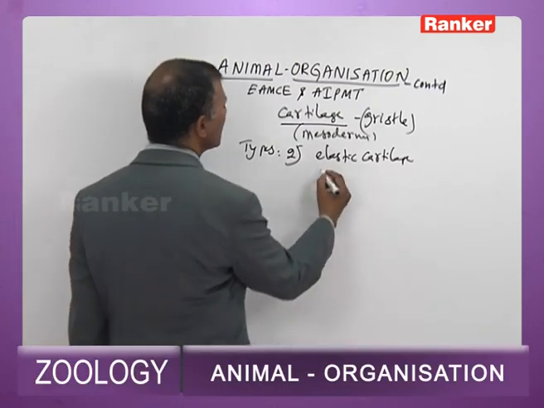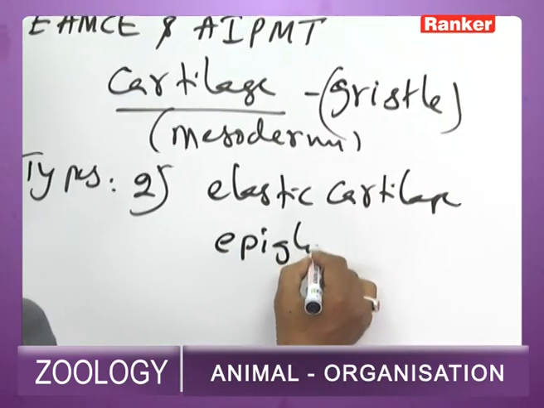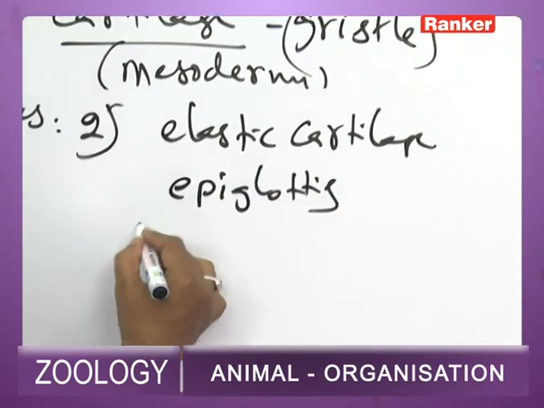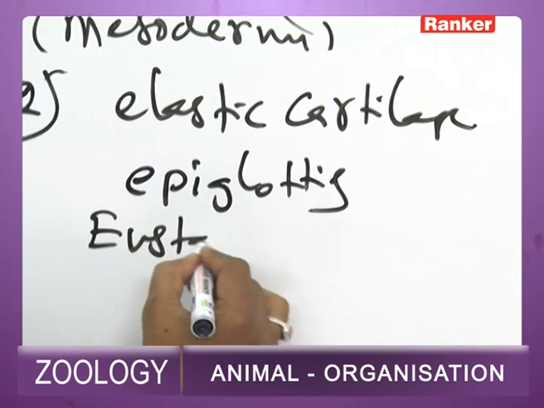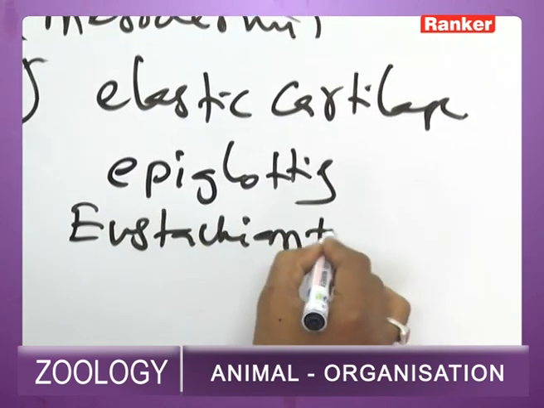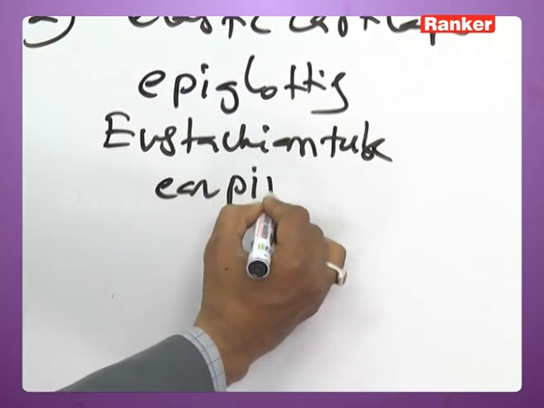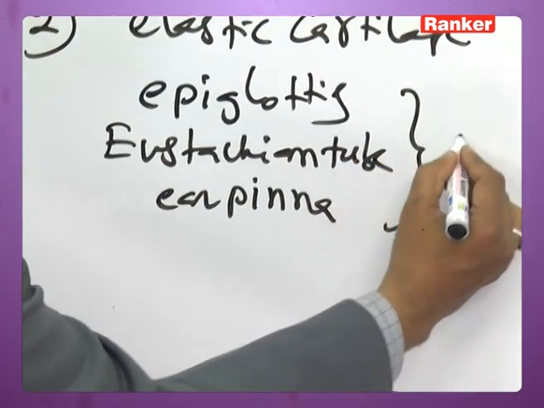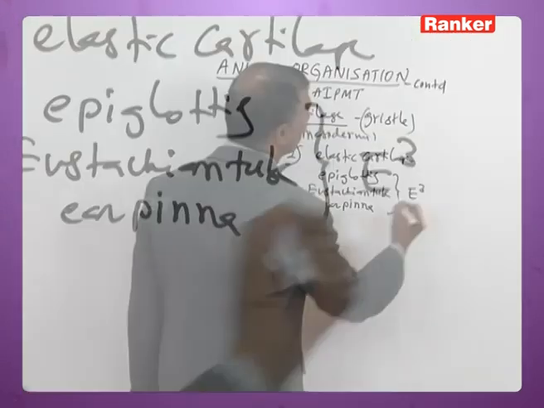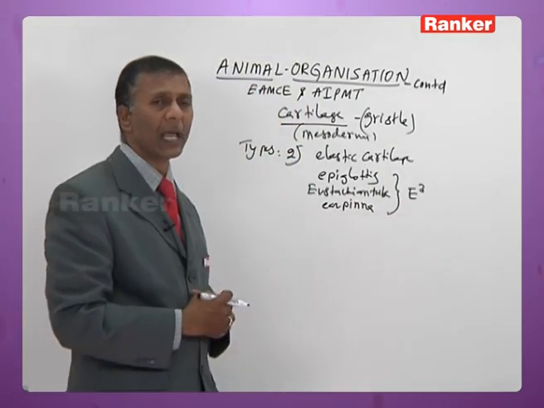Elastic cartilage is present in epiglottis, eustachian tube, and ear pinna. So remember, E cube are the examples for elastic cartilage.